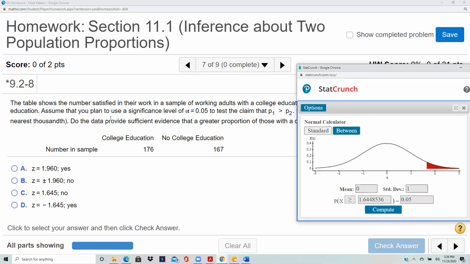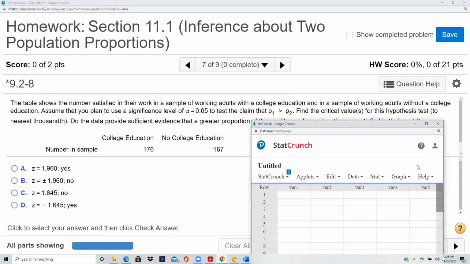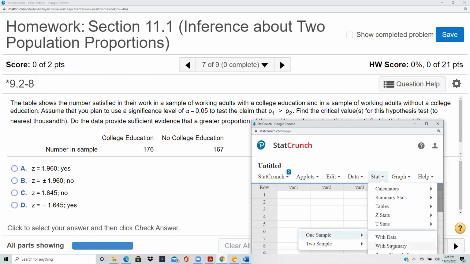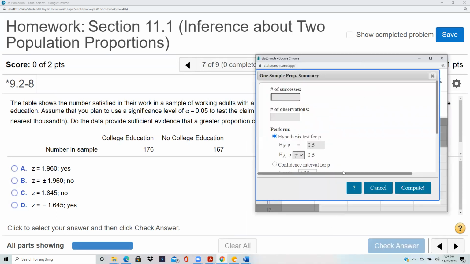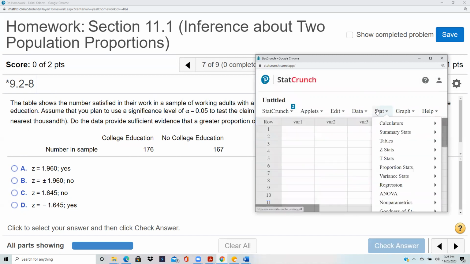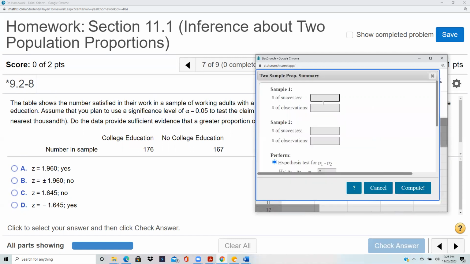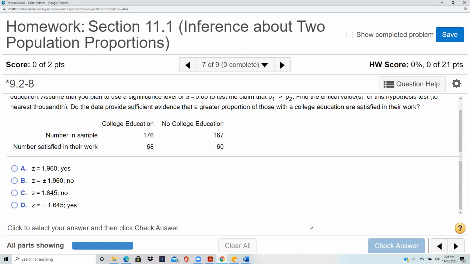And now when you are asked whether you have sufficient evidence or not, you have to see if p is less than alpha or not. So you have to calculate the p-value. So for p-value, you have to do the proportion stats. So stats, proportion stats, 1 sample with summary. So no, it's 2 samples with summary. So stats, proportion stats, 2 samples with summary. All right, so let's open this up.